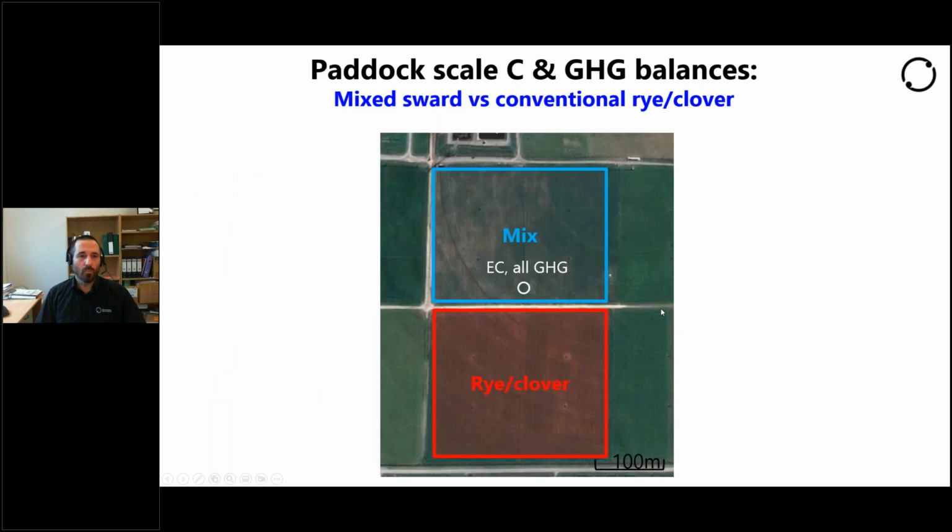So now, moving on to those more detailed experimental manipulations, looking at paddock scale carbon and greenhouse gas balances. Here I'm just going to show one example of a mixed sward versus a conventional ryegrass clover pasture. This was at Lincoln University's Ashley Dene Research and Development Station, and we had a mixed pasture in this area and a ryegrass clover pasture in this area, and we had the eddy covariance instruments sitting here, and I'll show an example of how they work in a moment.